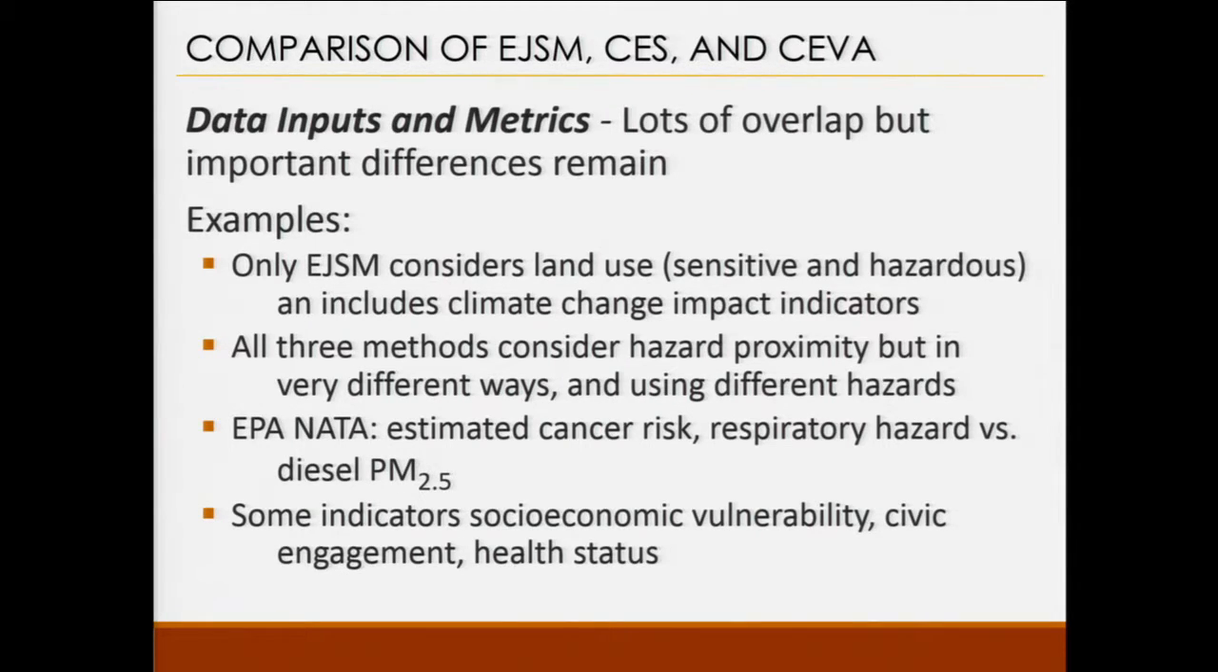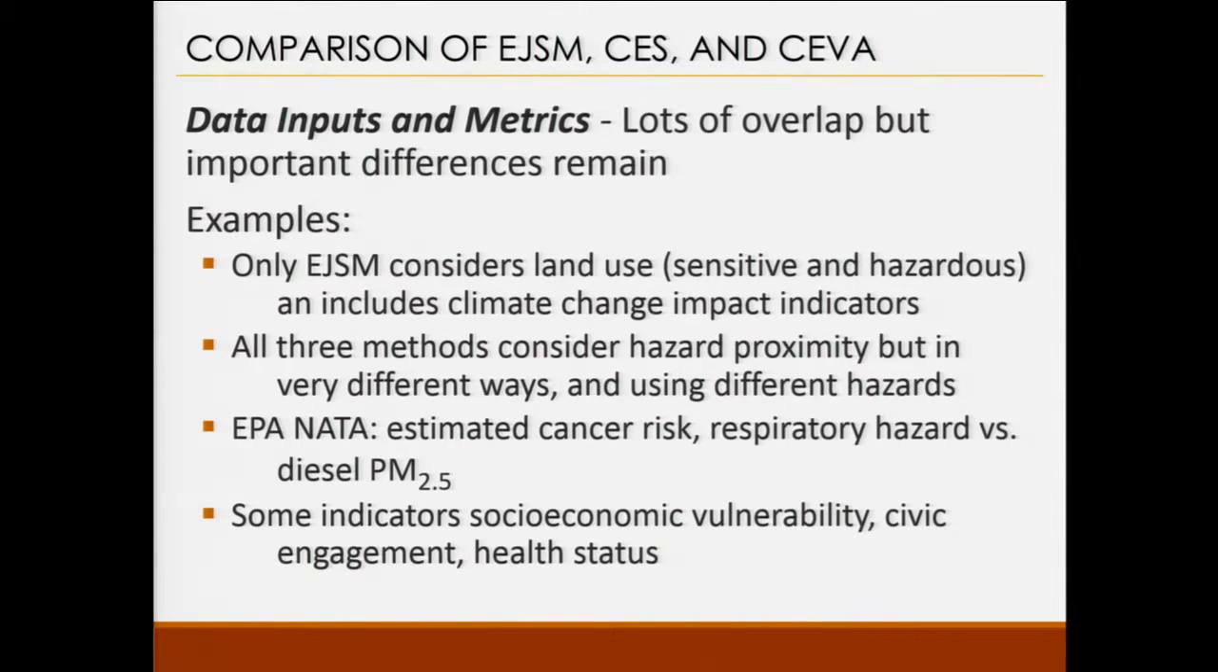But again, we've prepared a PDF document that will be distributed to everyone, which contains a lot more detail about this comparison. One of the ways in which you can compare these three methods is in the metrics that they use. And certainly, there's lots of overlaps in using common metrics, but there are some important differences in the metrics that each of these tools have chosen. So for example, the EJ screening method considers land use in a variety of ways and also has climate change impact indicators as well, which the other two methods don't.